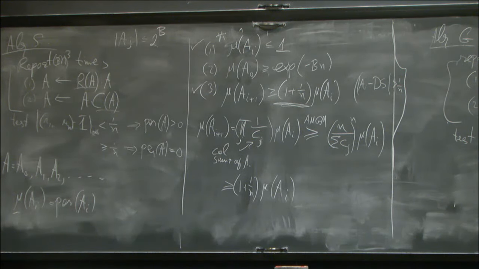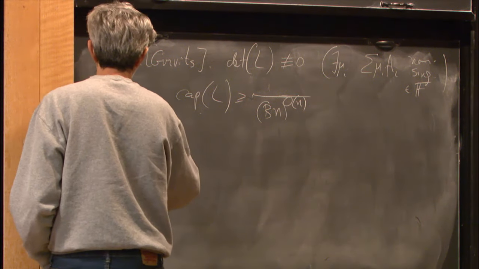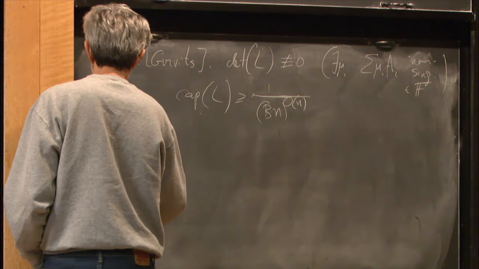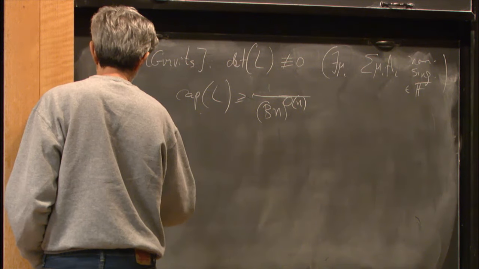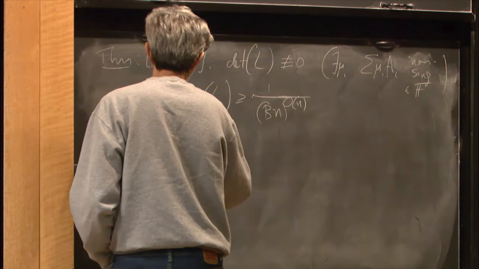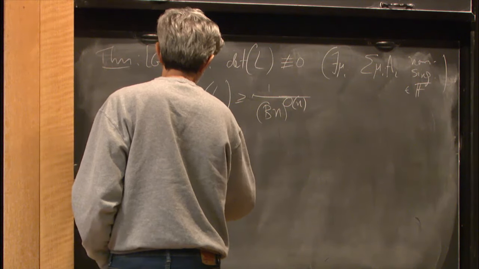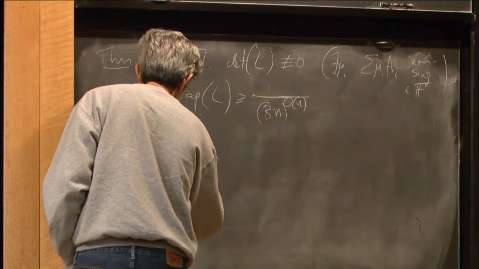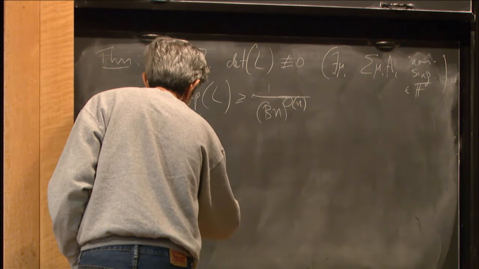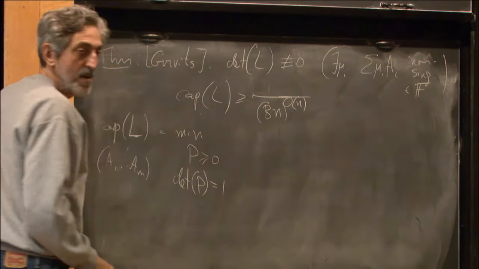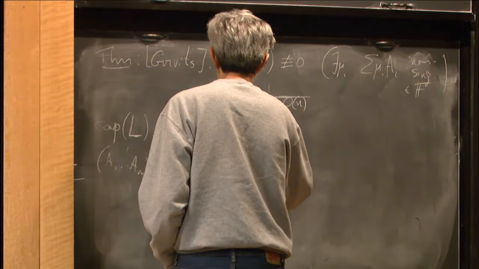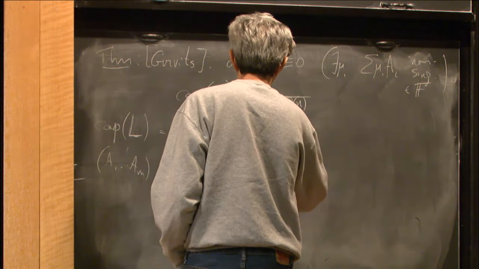Okay, so what is this capacity? The capacity of an operator L, where L is just A1 up to AN, is the minimum over all PSD matrices for which the determinant of P is 1, of the determinant of L of P.